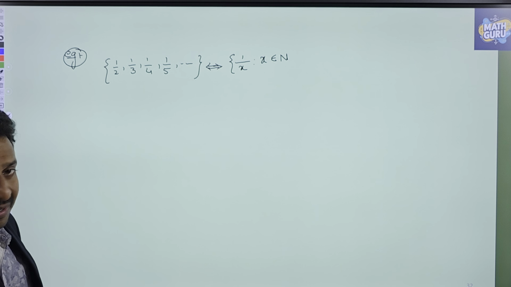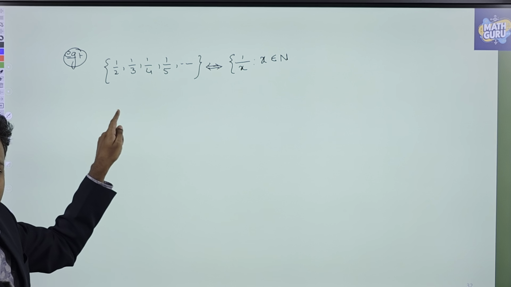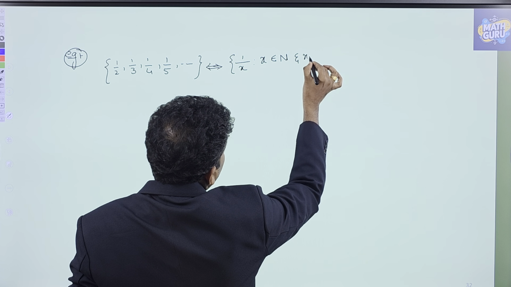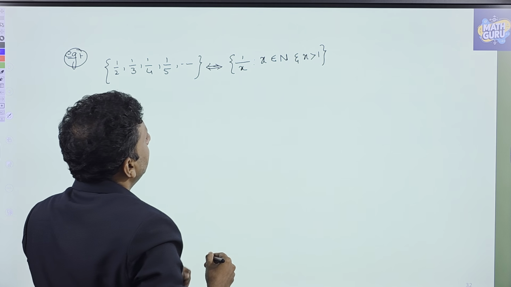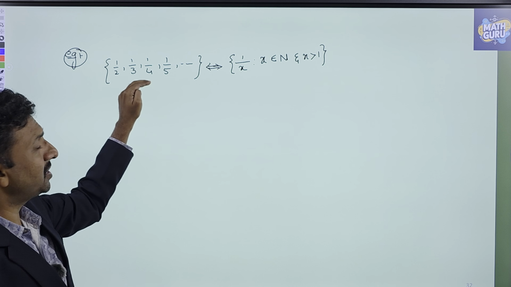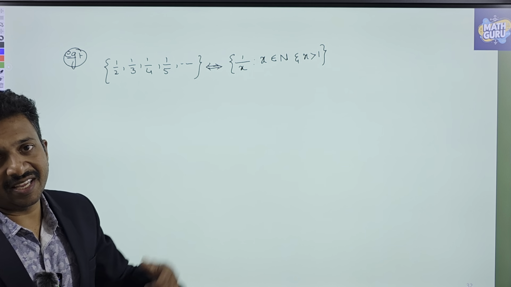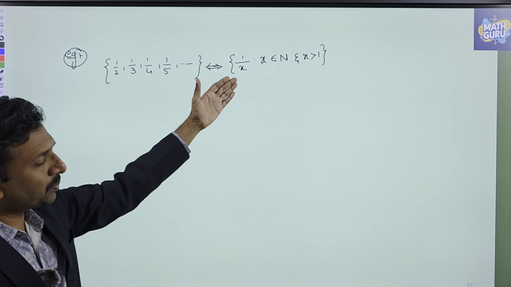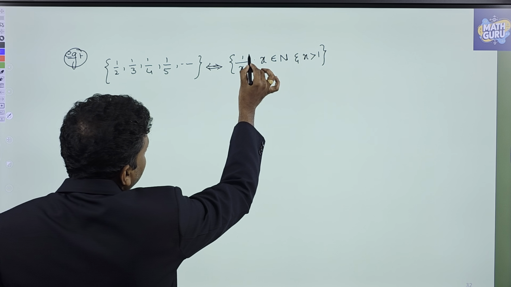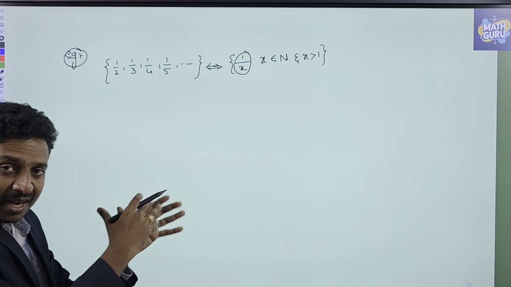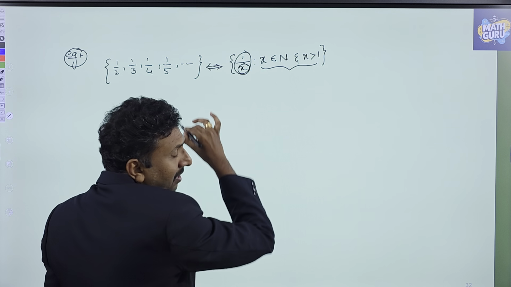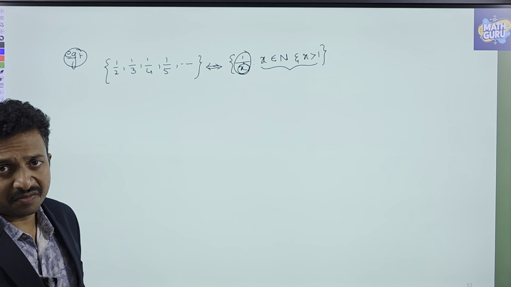The denominators are natural numbers, but there is no 1. 1 by 1 is not there. X belongs to natural numbers and x is greater than 1. All the elements of the form 1 by x, where x is a natural number, the denominator is a natural number, and a number which is greater than 1. So this is the corresponding set builder form of this set. So clearly, as you can see, this is the format of the element in the set, and this is the property which the variable in the general element of the set satisfies.